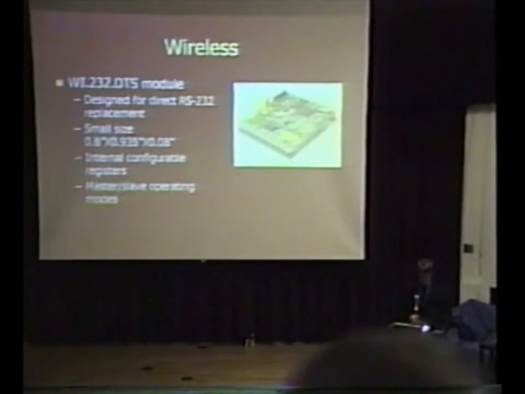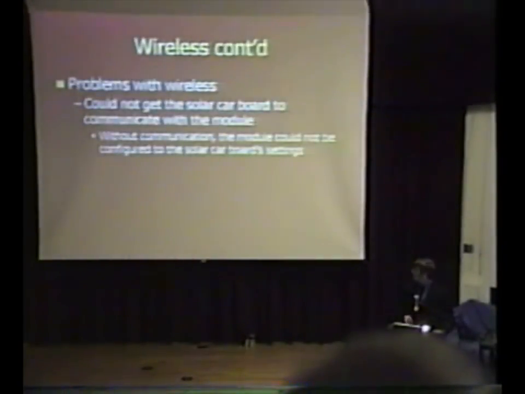The wireless module I chose to implement on the solar car board was the WI.232.DTS module. It was designed for direct RS-232 replacement. It had a small size. It had internal configurable registers which would allow me to change specifications. If the board ever needed to change values, I could change this with it. And it had master and slave operating modes.